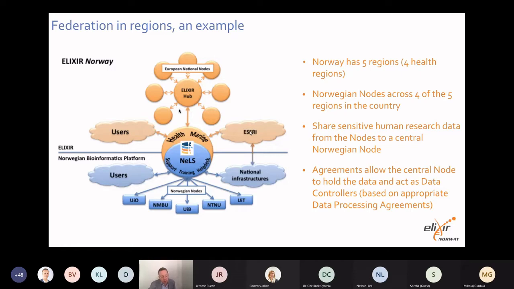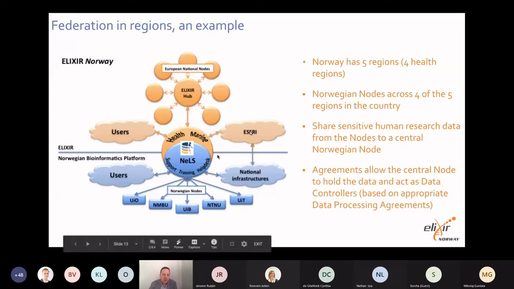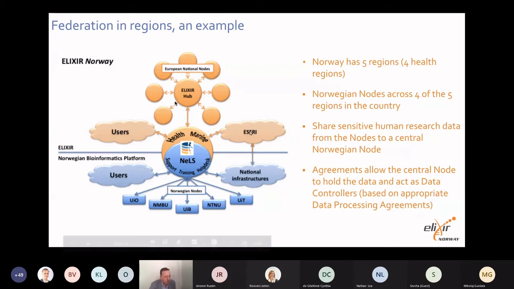But essentially what we're building is a framework which is technology independent that can allow data to flow from regions through countries and into the pan-European framework. So that's a bit of a whistle-stop tour through what we're offering from ELIXIR and what ELIXIR can offer to countries and what ELIXIR can offer to regions.